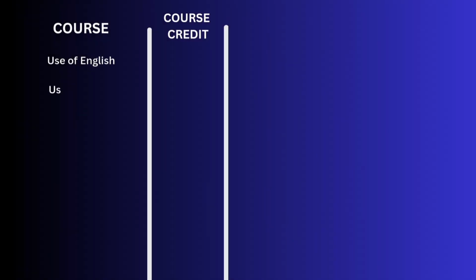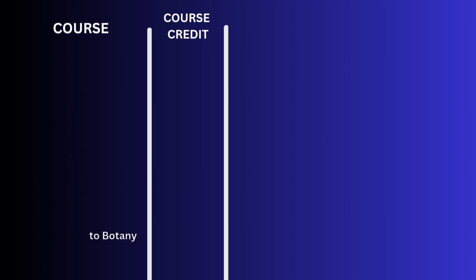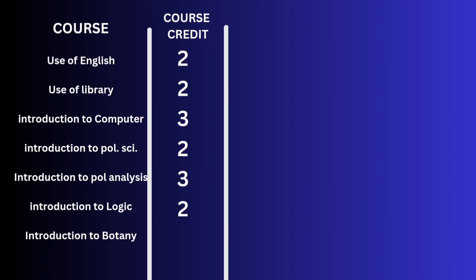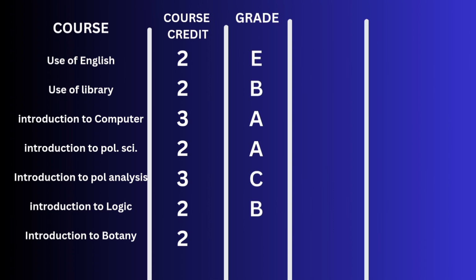So if I am a student offering 7 courses in this semester, I'll create a table and write down the courses, and then the next thing I'm going to do is write down the credit units attached to each of these courses, like in the example you see on the screen. When I have done this, the next thing I'm going to do is write the grades I had for each of these courses.